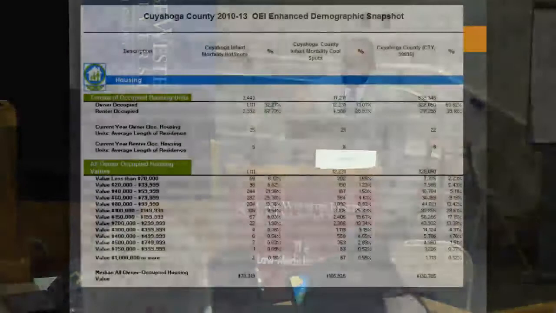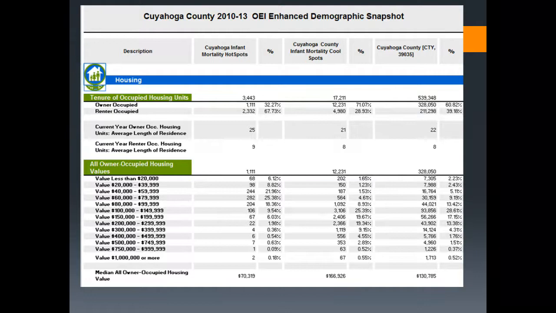If you look at just home ownership, in terms of those hot spots and cool spots, best birth outcomes, in Cuyahoga County 67% of the folks rent, whereas it's almost turned around in the cool spots, where 71% of those folks own and 28% rent. Why is that important? Because we're talking about home ownership, institutional wealth, family wealth and generational wealth.